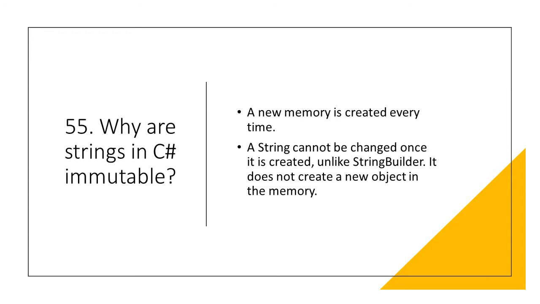Why are strings in C# immutable? A new memory is created every time we perform an operation on strings. We can't change its value, but a new object is created. A string cannot be changed once it is created, unlike StringBuilder, which does not create a new object in memory.